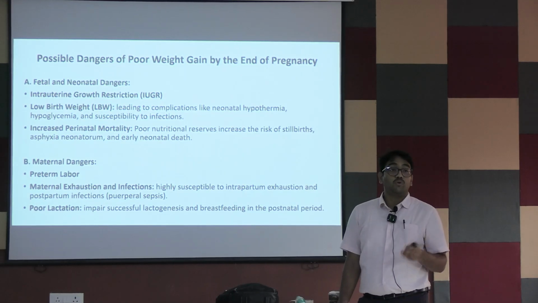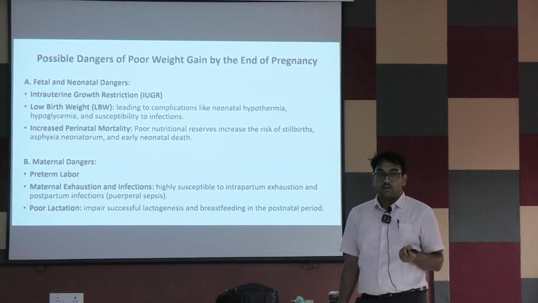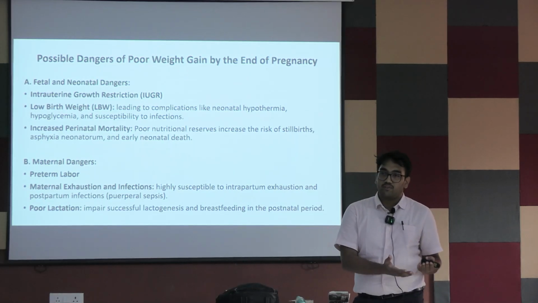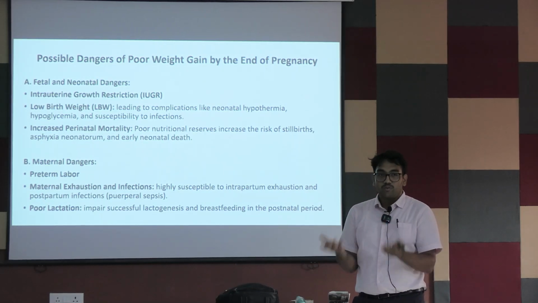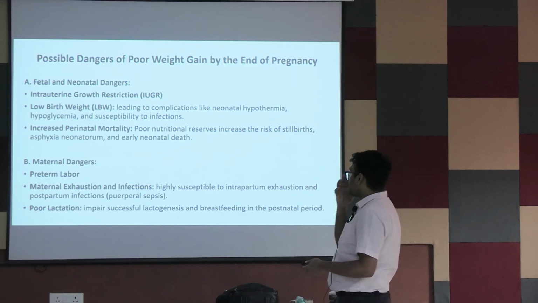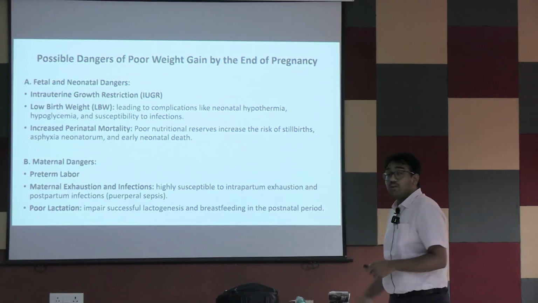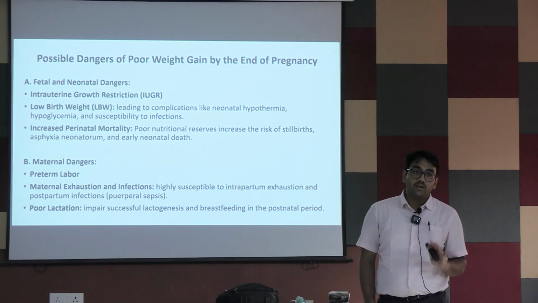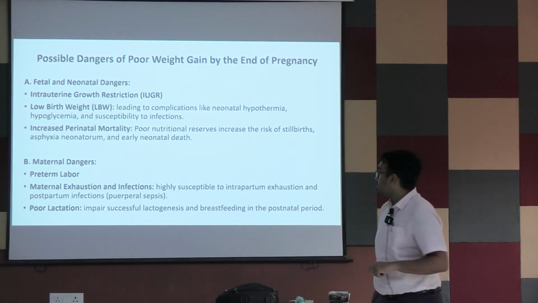The mother is also prone to various infections, okay, because the immunity is also dependent on proteins and energy at the end of the day. All of the immunoglobulins are proteins, isn't it? So these are the various consequences if the mother is not having adequate weight gain during pregnancy that you need to be aware of, okay.